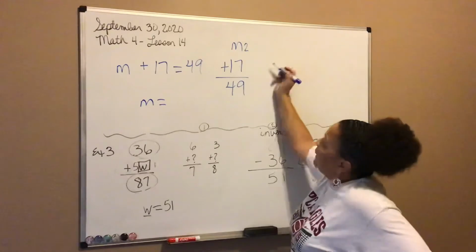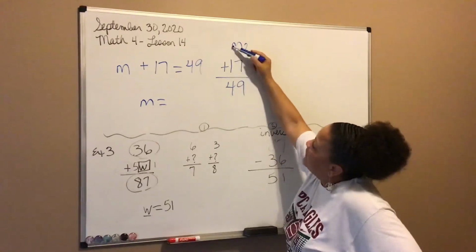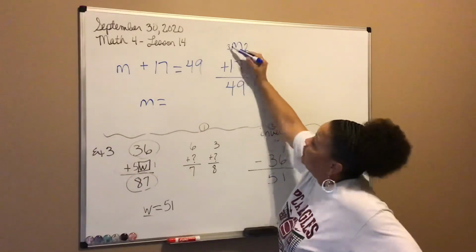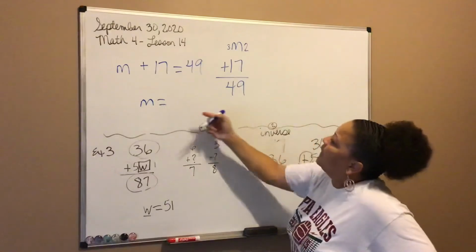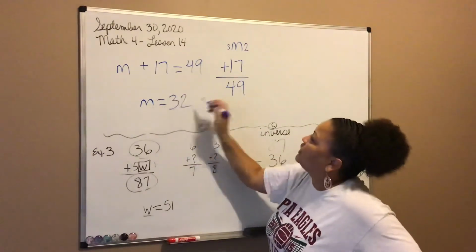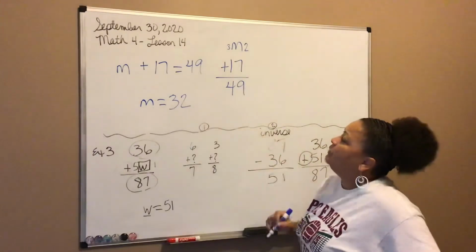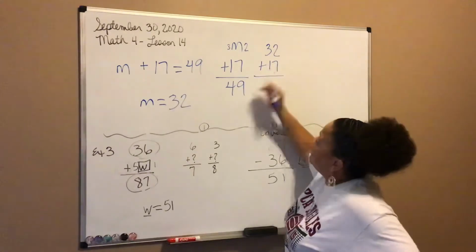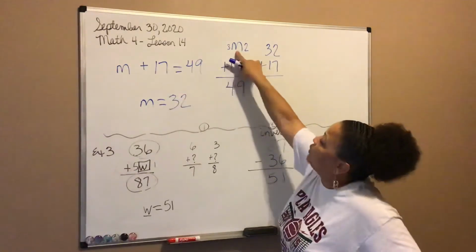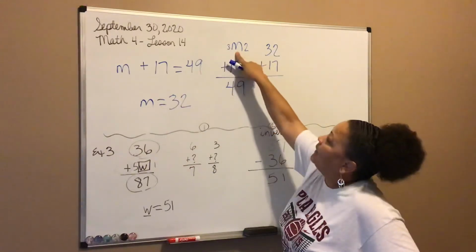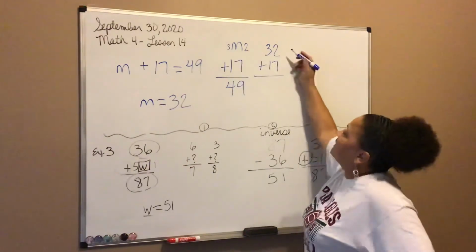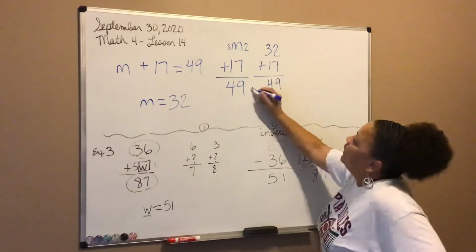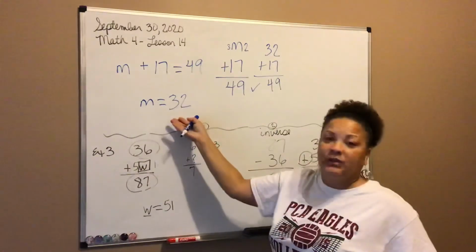2, right? Okay, so then 1 plus what number here would give me 4? 1 plus 3 would give me 4, right? So then I'm saying that M should be equal to 32. See, 3 and 2, 32, right? So I plug it in. 32 plus 17, let me see if that gives me 49. Because I always want to plug in what I find where my letter is. So here we have 32 plus 17. So 2 plus 7 is 9. 3 plus 1 is 4. So that checks out. M equals 32 is correct.